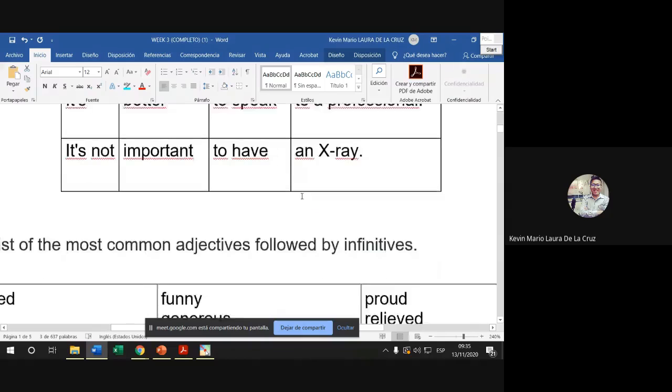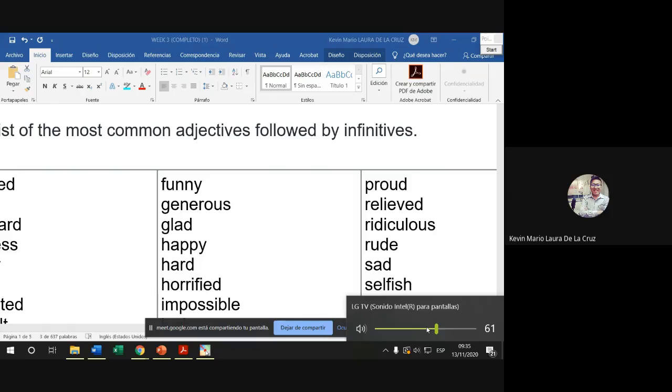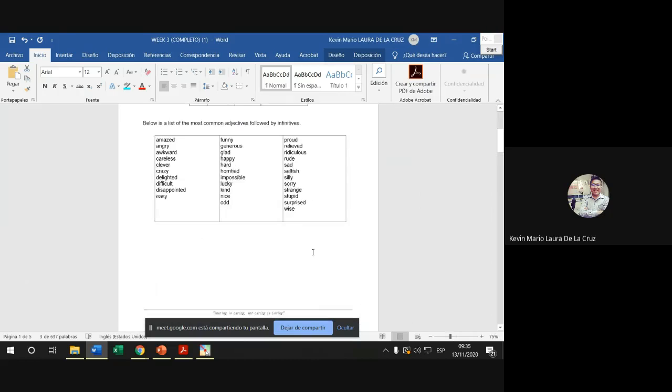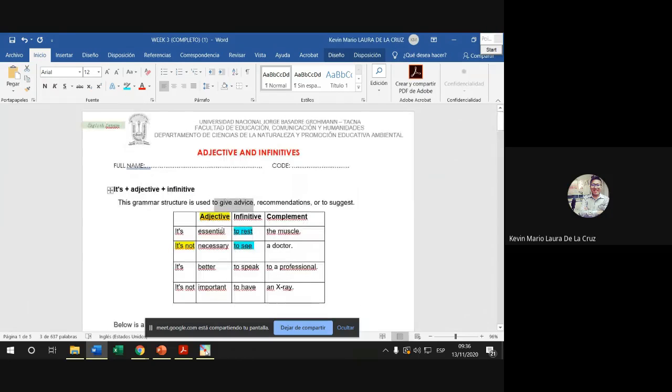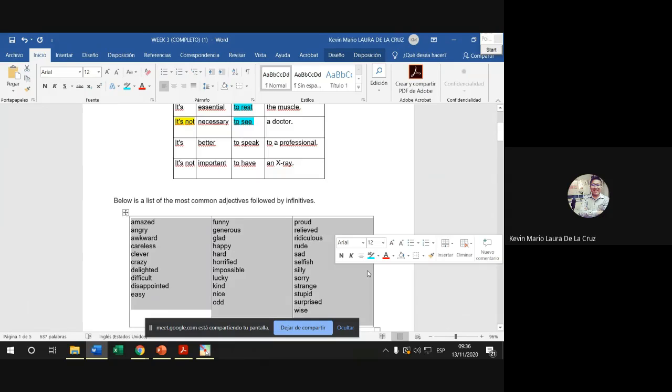Pero es bueno tomar en cuenta lo siguiente, ¿no? ¿Cuáles son esos verbos que frecuentemente pueden usarse con infinitivos? Eso solamente es para conocimiento general, porque eso no va a influir mucho en el trabajo, ya que sabemos claramente que después de cualquier adjetivo vamos a poner el infinitivo. Solo que acá nos da una lista de adjetivos que frecuentemente se trabajan, que nos van a ayudar a ir incrementando nuestro conocimiento o vocabulario, ¿no? Tenemos amazed, angry, clever, and so on, y tenemos más.